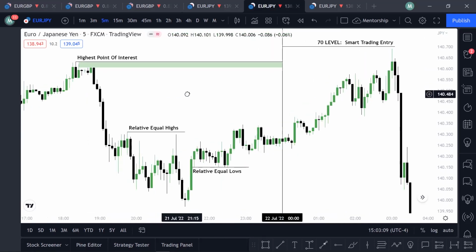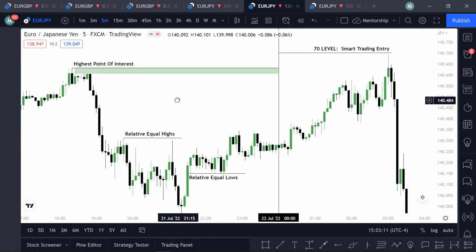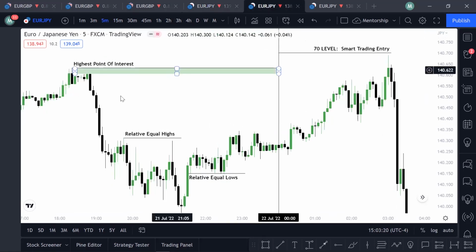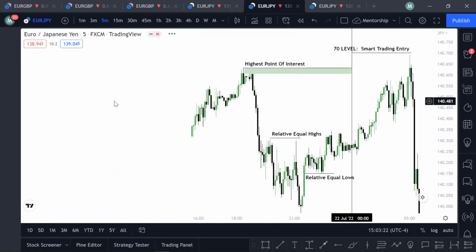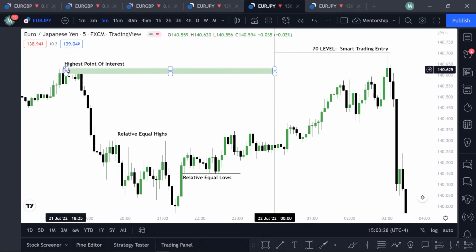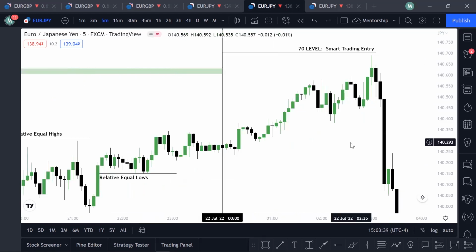Now on a 5 minute time frame, this is what I have. We have the highest point of interest, which are the relative equal highs on a 15 minute time frame. On a 15 minute time frame, this is a relative equal highs bar. I'm going to call this my highest point of interest. The price level is still the same, below a smart trading entry. After midnight, price is hunting for liquidity above these highs before it sells.